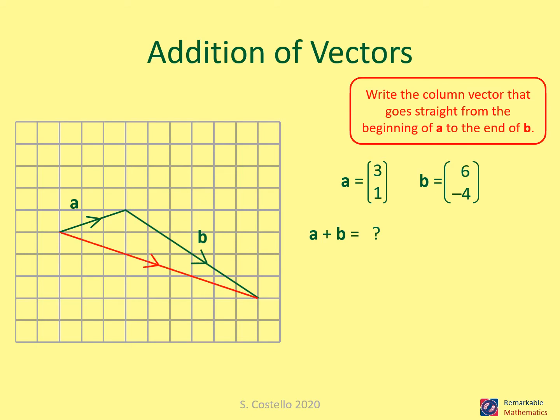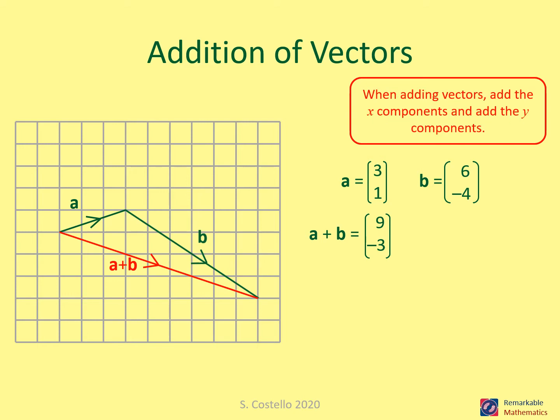Write the column vector that goes straight from the beginning of A to the end of B. So what column vector would that give us? It gives us (9, -3). When adding vectors, add the x components and add the y components. So A plus B is the x components of A and B, 3 plus 6, and the y components, 1 plus -4, which gives us the column vector (9, -3).